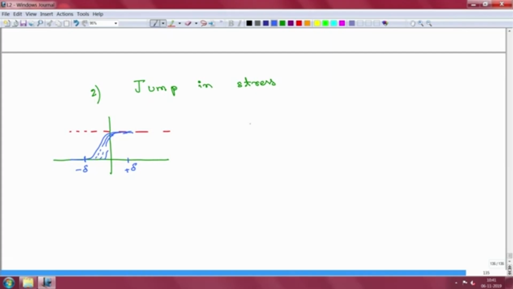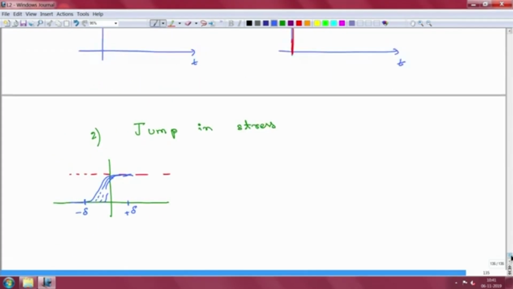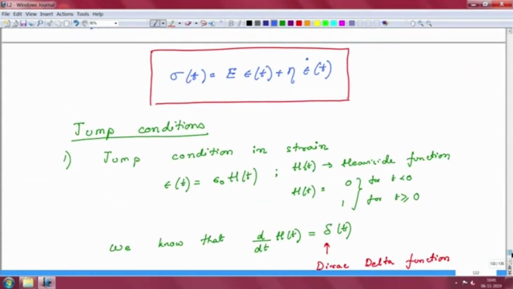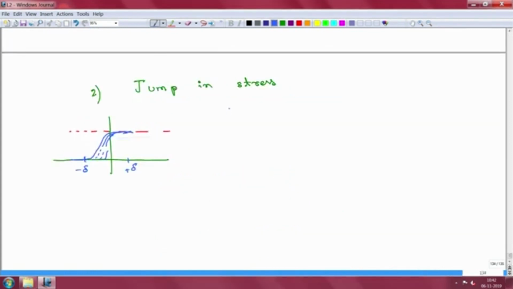To do that, we are going to use the previous constitutive equation, and then integrate over this small time scale of plus minus delta. So, let us do that. We are integrating both sides.